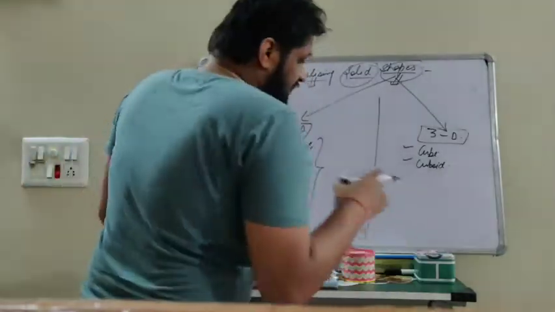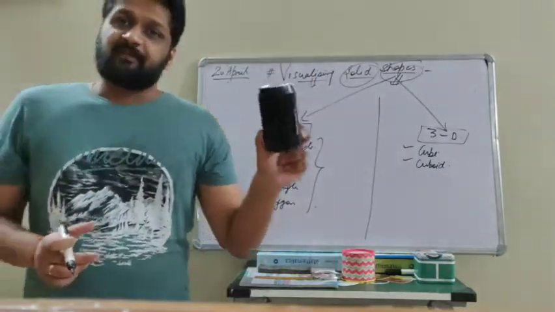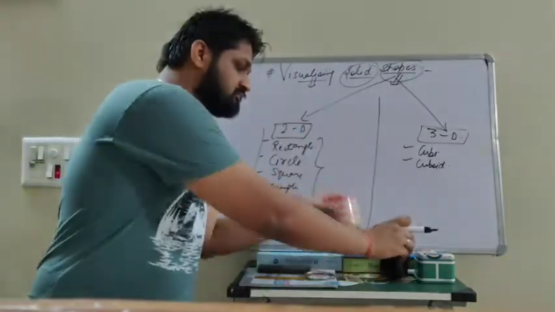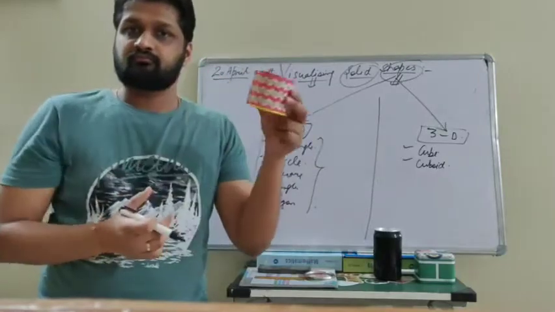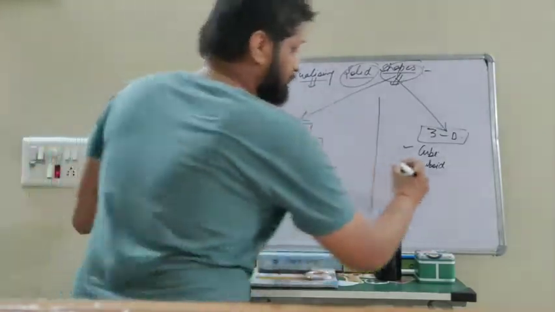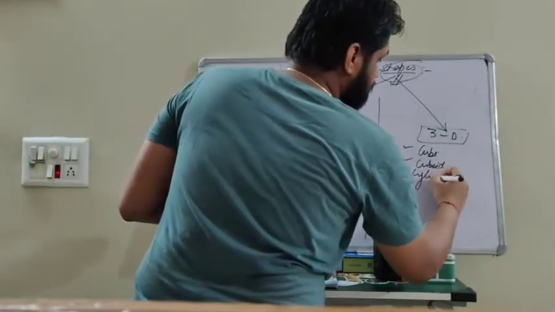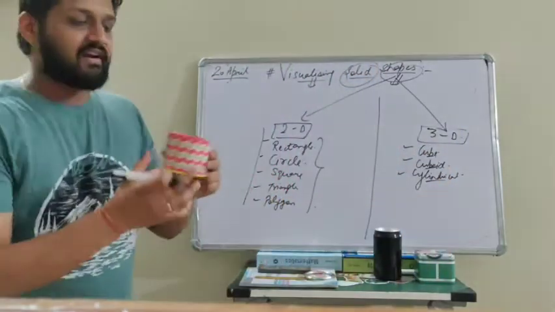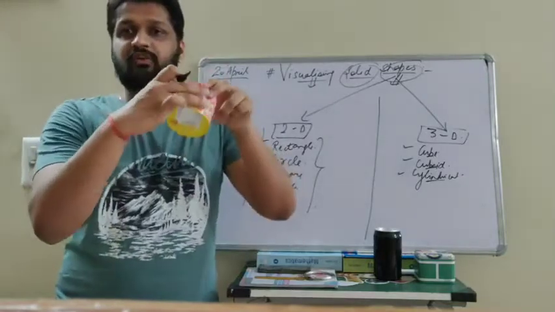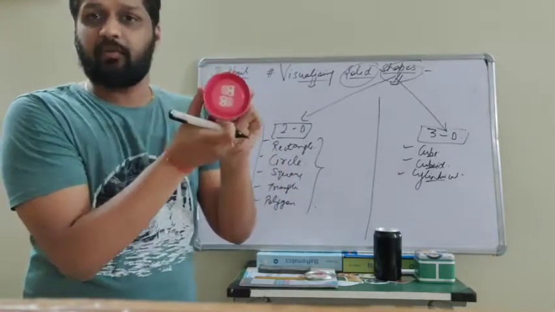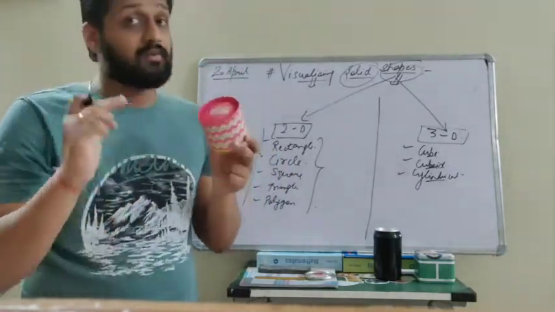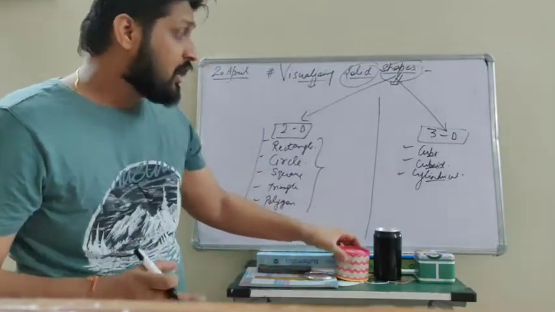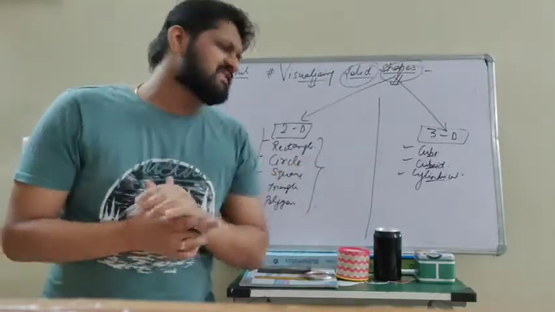After cuboid, can you tell me what is the shape? This is a cylindrical shape. And in the cylindrical shape, we know that the top and the bottom are circular. Top and the bottom are circular in the cylindrical shape. And we will discuss this also.